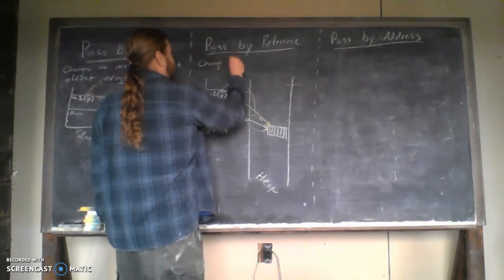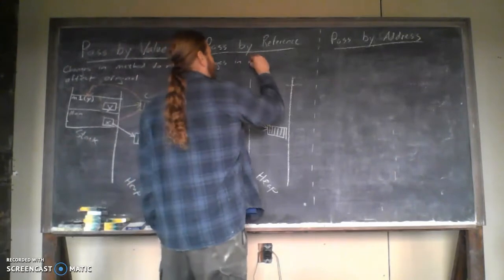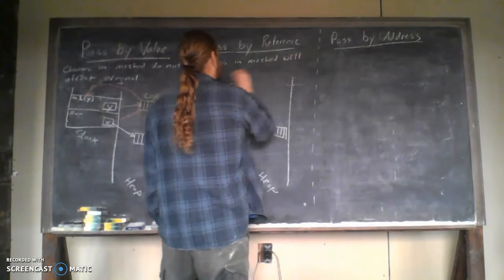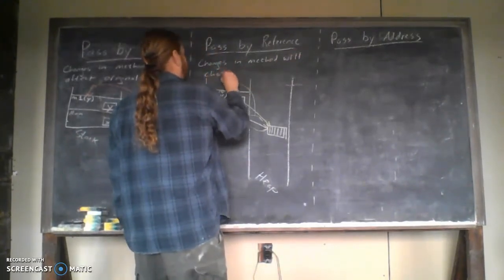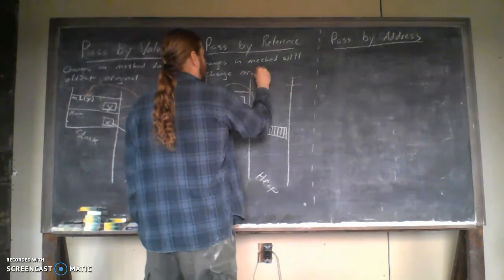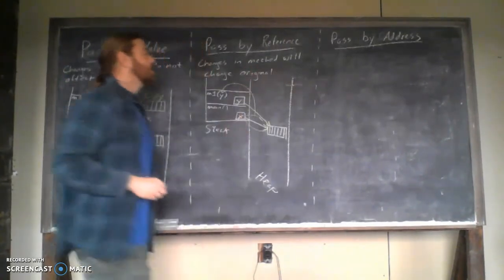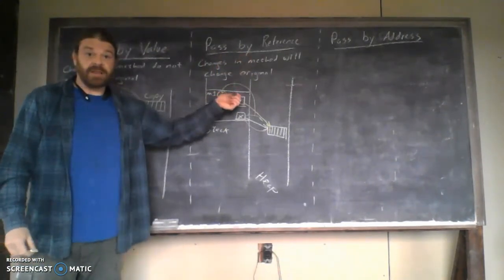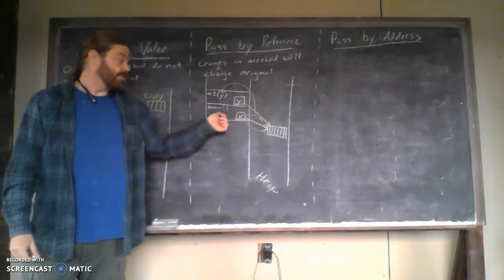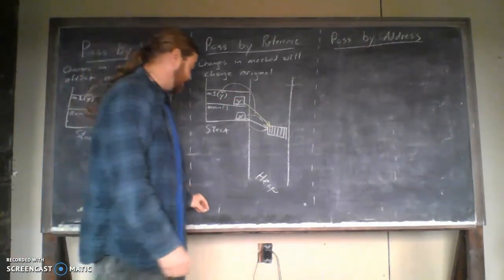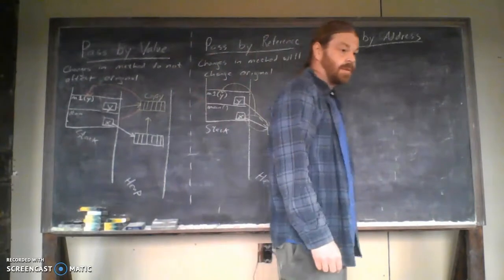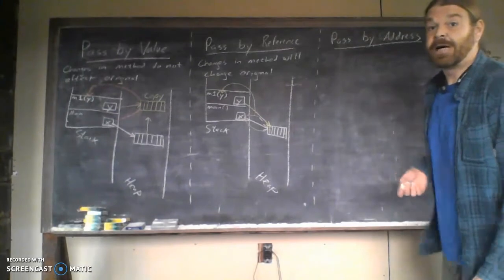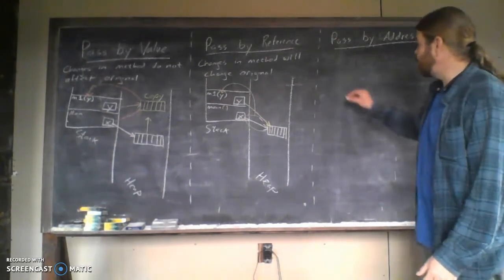So changes in method will change the original. Any changes we make when we pass by reference, any changes we make in our method to that variable will be reflected when we go back to the method that called it. So pass by address, we don't do much anymore, but we're generalizing things, so I'll go ahead and put the picture up here.